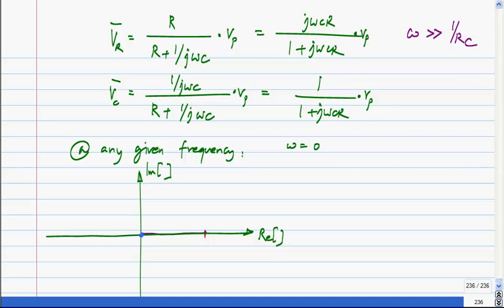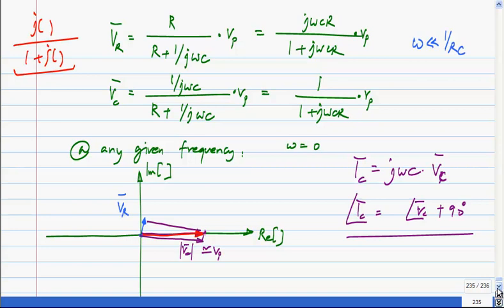Yeah, there's some question. How do you tell the angle is less than 90? Which one? VR? Oh, okay. So this numerator is 90 degrees. The denominator is some small angle. So it's 90 minus some small angle. That's all. Okay?